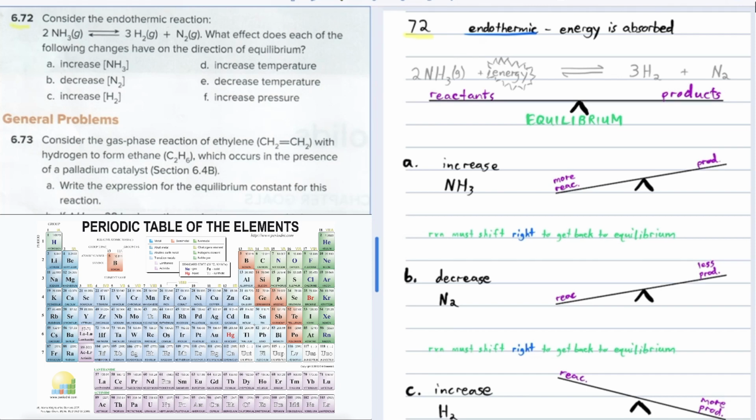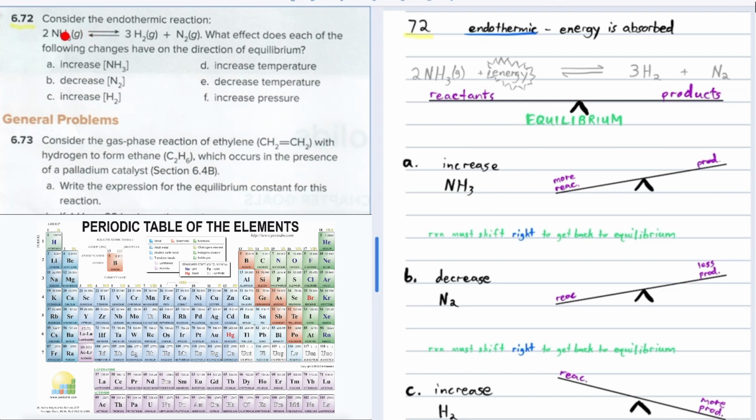Problem 72. Consider the endothermic reaction: 2 NH3 forms 3 H2 and N2. What effect does each of the following changes have on the direction of equilibrium? So you're given a list of 6 changes, and you're supposed to indicate whether the change causes the reaction to proceed towards the product, to the right, to form more products, or to shift to the left to form more reactants.